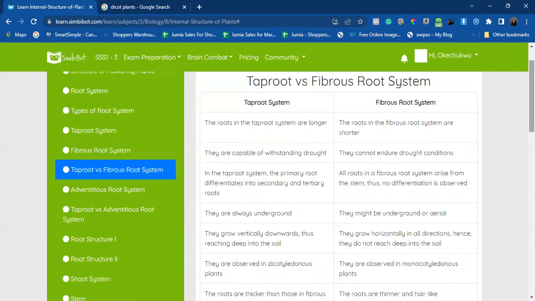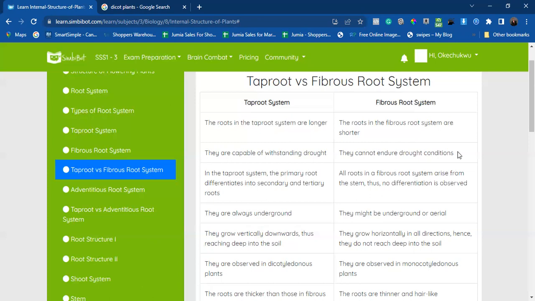Now, number one, the taproots are longer, fibrous are shorter. Taproots are capable of withstanding drought. This one, they cannot endure drought. Another thing you need to know is fibrous roots are seasonal. They are those plants that grow within a special period of time and then they die off. Maize has its season, so it comes, we enjoy it for that season and it goes.